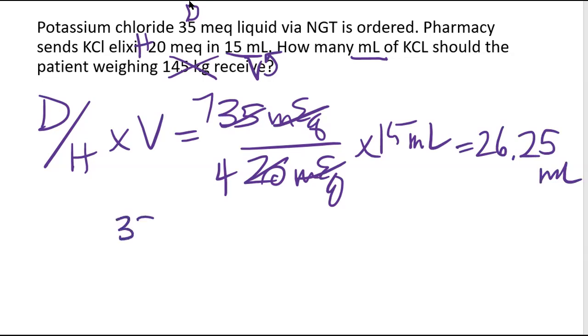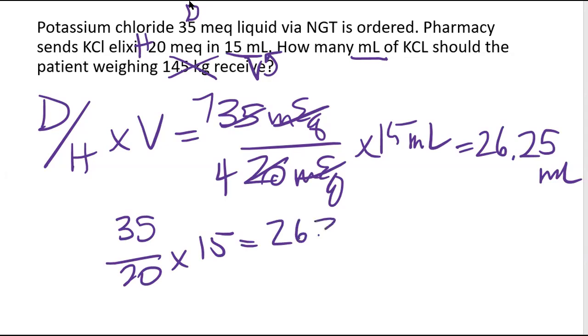Okay, we had 35 over 20 times 15. If we didn't do any of that stuff that I did, we go 35 divided by 20 times 15, which is still going to be 26.25. Okay, so it's nothing fancy that I did. It's still the same thing. That's always good to check yourself.